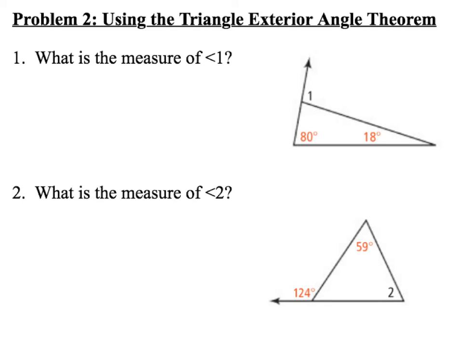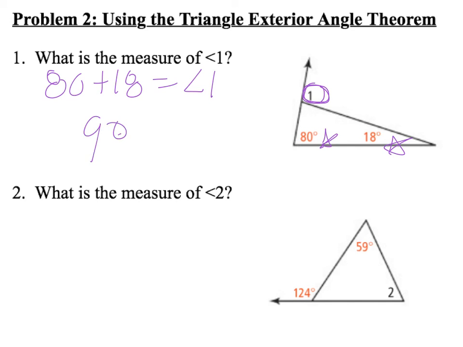So using my exterior angle theorem, I could solve these two equations. If I'm looking for angle 1, that's my exterior angle. That's going to be equal to my two angles that are not by it, that are not supplementary to it, added together. So 80 plus 18 would be equal to angle 1, because that's my exterior angle. So angle 1 would be equal to 98 degrees.